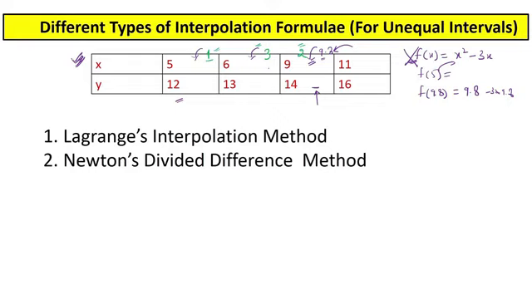What is an example of equal intervals? For example, the x values are something like 5, 7, 9, 11. The gap between all the x values is 2, so this is an example of equal intervals. So we have to see, if the gap between the corresponding x values is not equal, what the various formulas are to find the value of y for a given x value.